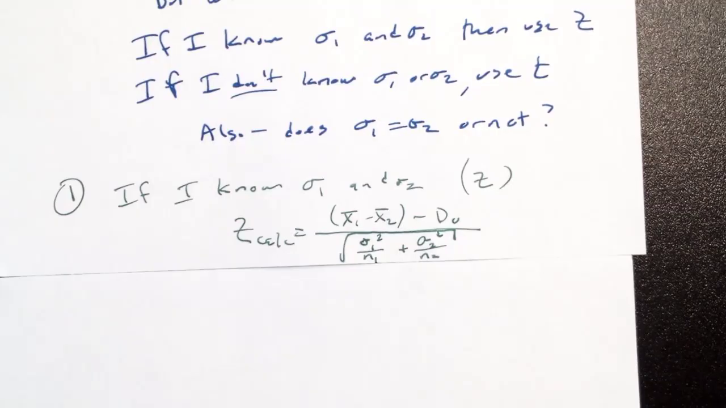And then I'll use my normal distribution. And I'll say, oh, am I in the reject or accept area? And I'll figure out what my test is. Or I can calculate my p-value.